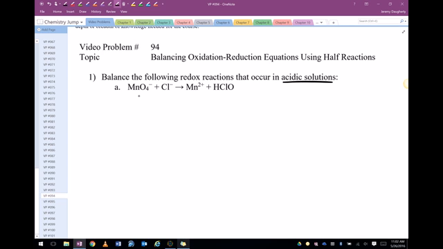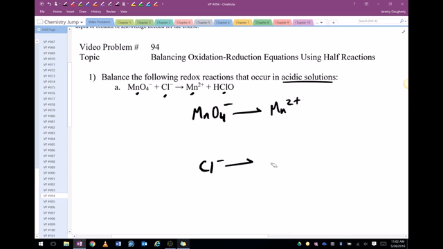Now, the way that you do that is basically you put like things together. So I'm going to take this permanganate, MnO4 minus, and it's going to go to manganese, because they both have manganese in them. And then I'm going to take this chloride and put it by itself as well. Alright, so that's the first step, break it into its half reactions.